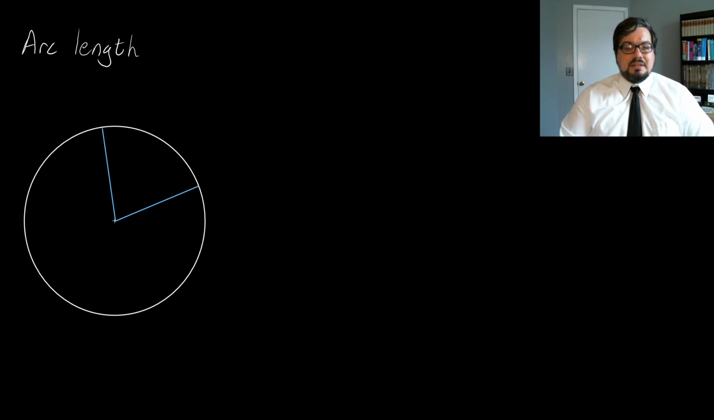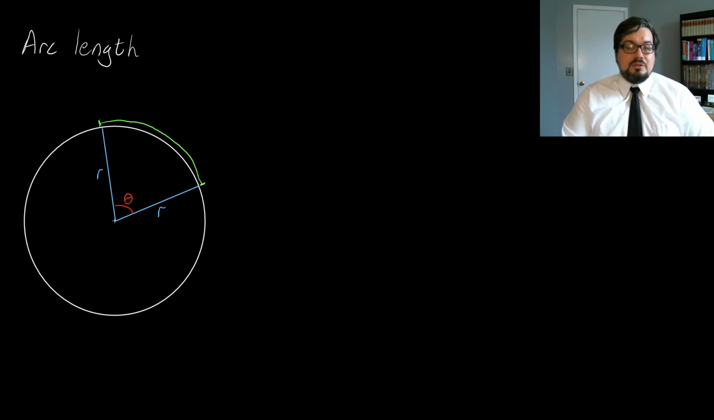Now, when we've done this, we have several things that we can measure about the circle. We can measure its radius. We can measure the angle itself, the size of this angle, and we can look at the length of the arc defined by it. So we've got these three different quantities we can look at.